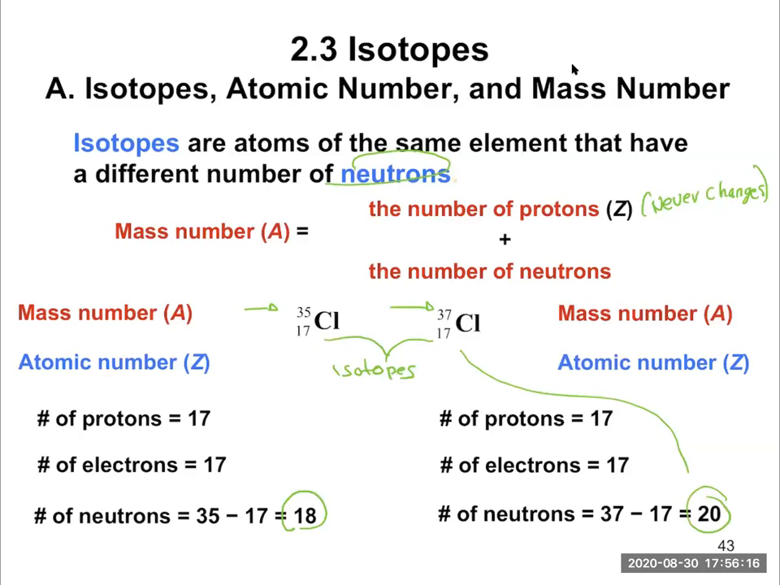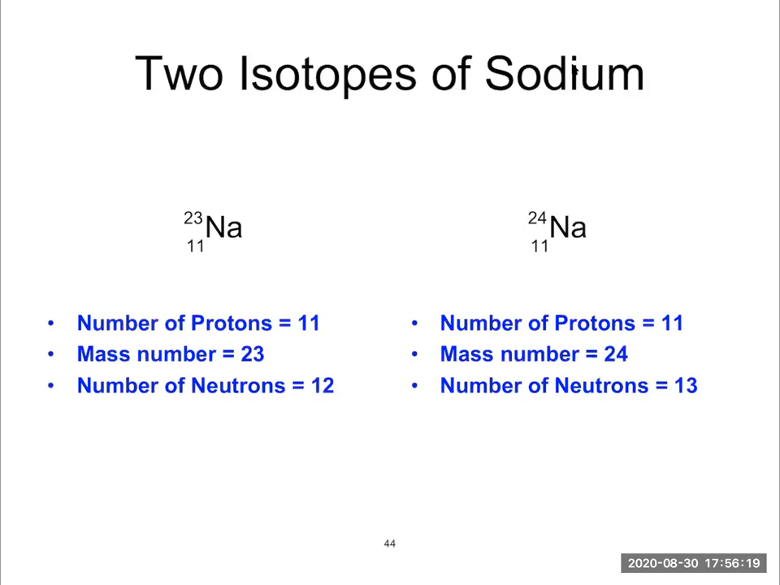They are isotopes. We have two different isotopes here of sodium, mass 23 and mass 24. The number of protons is never going to change. If we do 23 minus 11, we'll have 12 neutrons. If we do 24 minus 11, we will have 13 neutrons. So this sodium has 11 protons and 12 neutrons. This sodium has 11 protons and 13 neutrons.